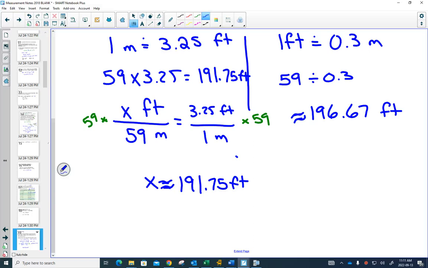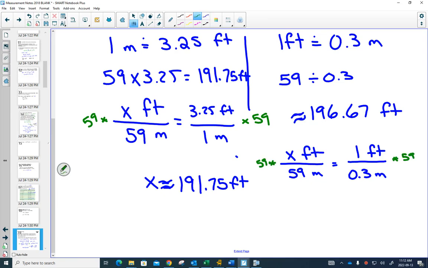Okay? Same thing here. If you didn't know if you should multiply or divide, you could set up the fraction. The fraction setup would be exactly the same. X feet, we know it's 59 meters, but now the fraction that we're using is we know that 1 foot is 0.3 meters. Again, multiply both sides by 59, because that would cancel out here. And now you'd have 1 times 59 divided by 0.3 to get your answer.